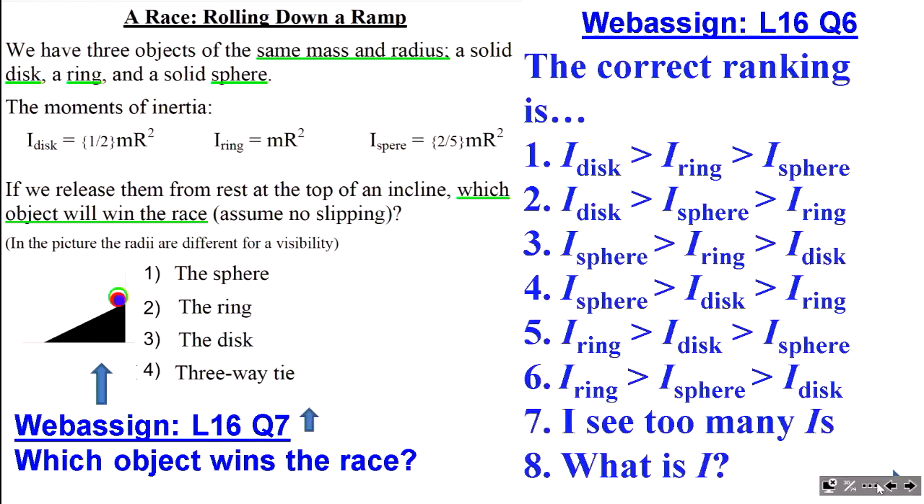If you know how to rank the inertia, you should use that information to answer the question: which object is going to win this race if they roll down a ramp, when they are released from rest from the same initial height?